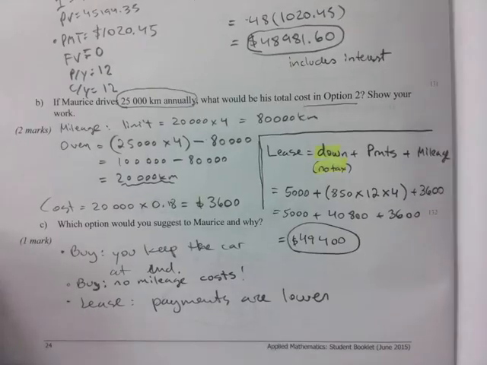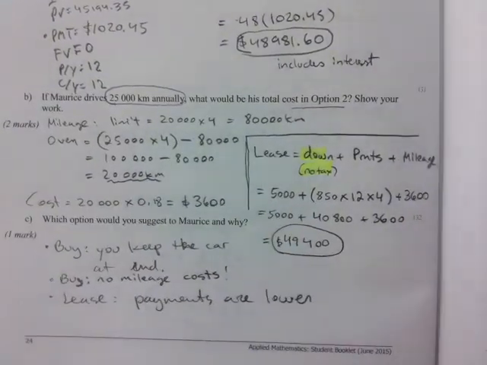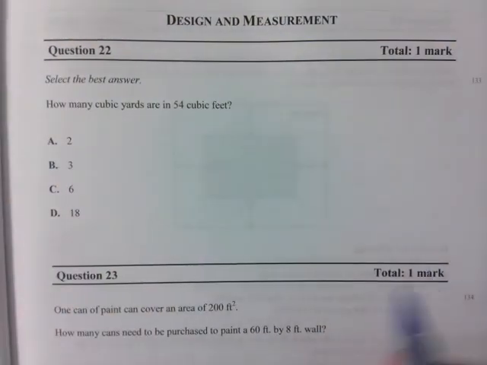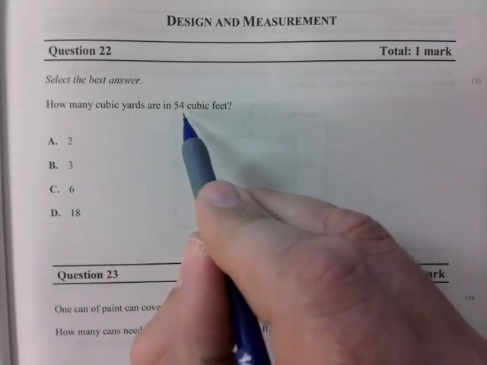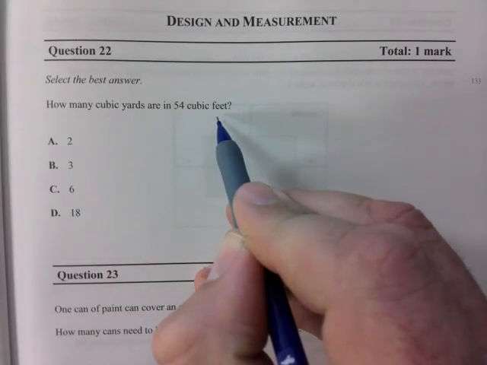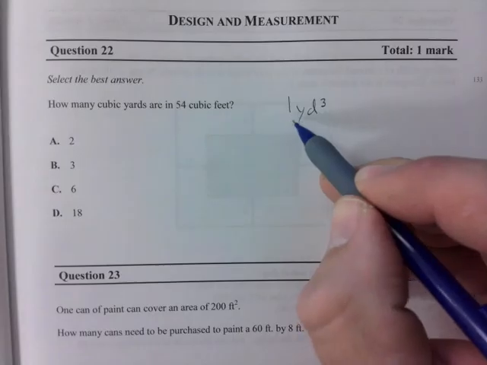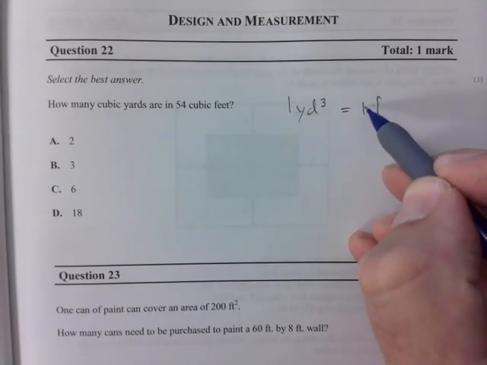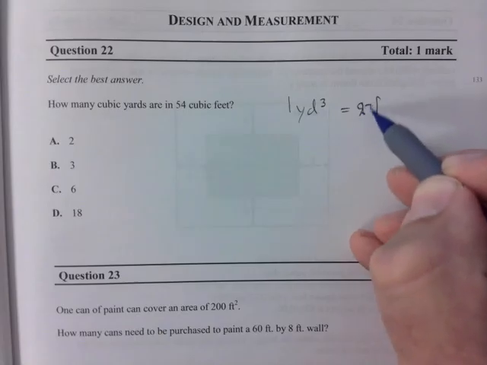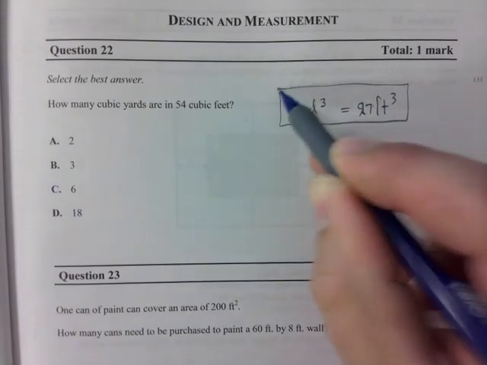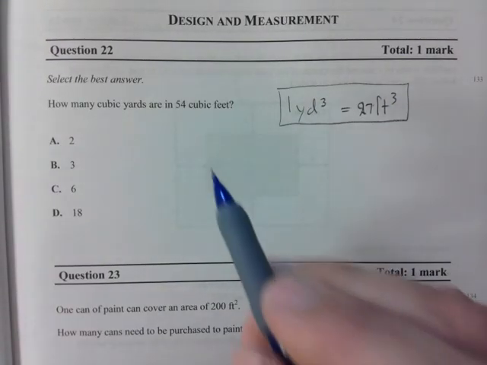Let's go to design and measurement. Not many left. We'll do it quick. How many cubic yards are in 54 cubic feet? I hope that you have this one on your study sheet. 1 cubic yard has 27 cubic feet. Make sure you add this to your study sheet. That's a very popular conversion rate.